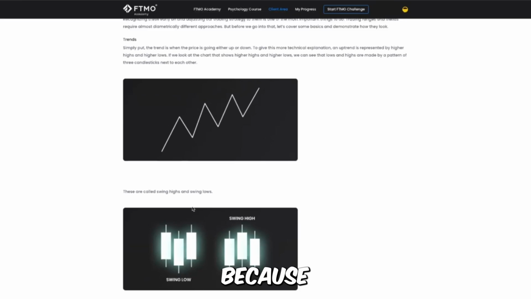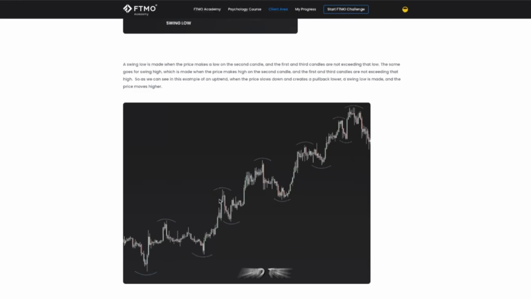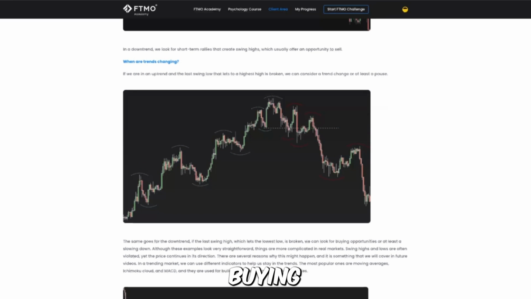A swing low basically occurs when the price makes a low on the second candle, with the first and third candles not dropping below that low. Conversely, a swing high happens when the price peaks on the second candle and the adjacent candles don't surpass the high. With an uptrend, when the price pulls back and forms a swing low, it often signals a good buying opportunity, as the price may move higher. And a downtrend is identified by lower lows and lower highs.